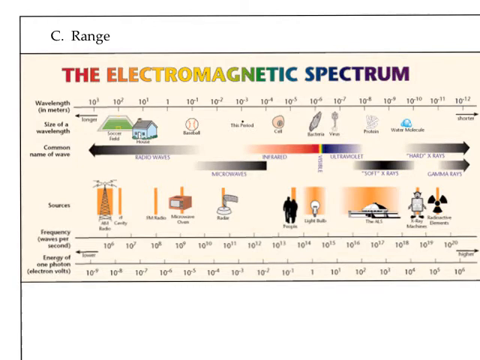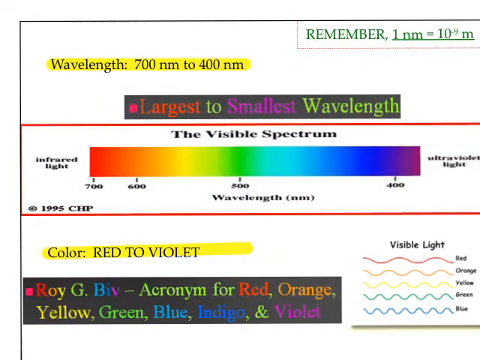You've probably seen the electromagnetic spectrum in your chemistry classes, so this is an example of some common items that you might be familiar with and their size. For us, you will need to know that the wavelength for light ranges from 700 nanometers to 400 nanometers, and also that the color ranges from red to violet. So I put some pictures on the slide for you.